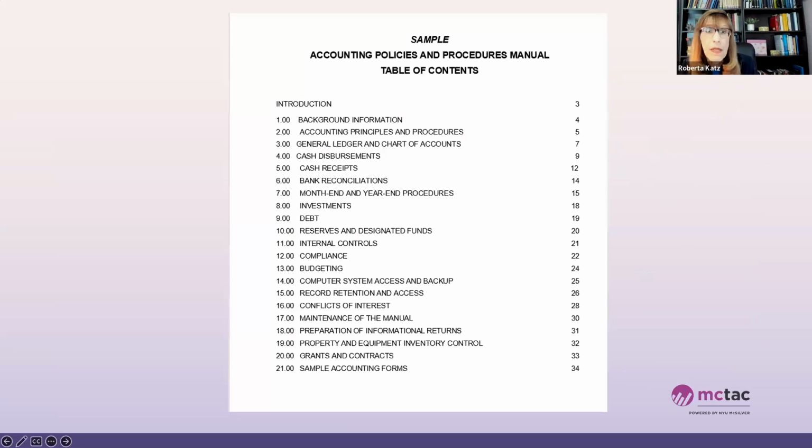This is a sample table of contents for an accounting policies and procedures manual. These sections are pretty standard for all manuals. Larger organizations might have more sections. I won't go through all of them. I would just like to highlight a few. Section 4 is cash disbursements, which we've discussed in this workshop. Section 5, cash receipts. Section 7, month-end and year-end procedures. Section 11, internal controls. Section 13, budgeting. Section 14, computer system access and backup, and Section 20, grants and contracts.